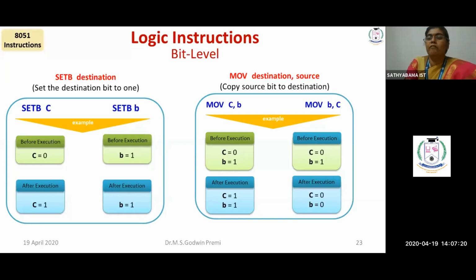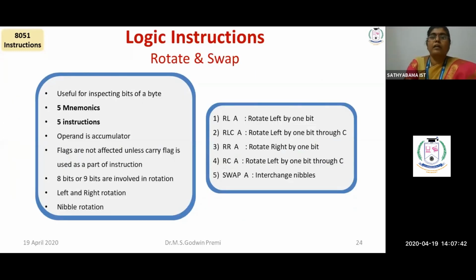In the same way, for move B comma C, it will be C is equal to 0 and B equal to 1 before execution, means after execution C will be copied to B. So it will be C is equal to 0 and B equal to 0. Here we can see C will not be changed after execution, just it will be copied. Move represents only copying the data. Next one is the rotate and swap. That is the third set of logical instructions.